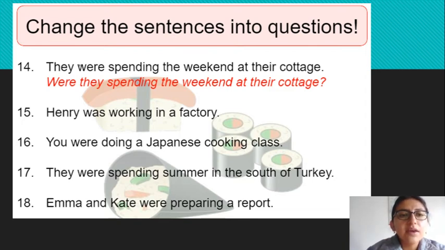For example, they were spending the weekend at their cottage. Okay? How would be the question? First, we have to write the verb to be. In first place, we have to change the verb to be for the subject. Okay? So, the question: were they spending the weekend at their cottage? Okay? Number 2. Henry was working in a factory. How would it be the question? Okay, very good. Good job.